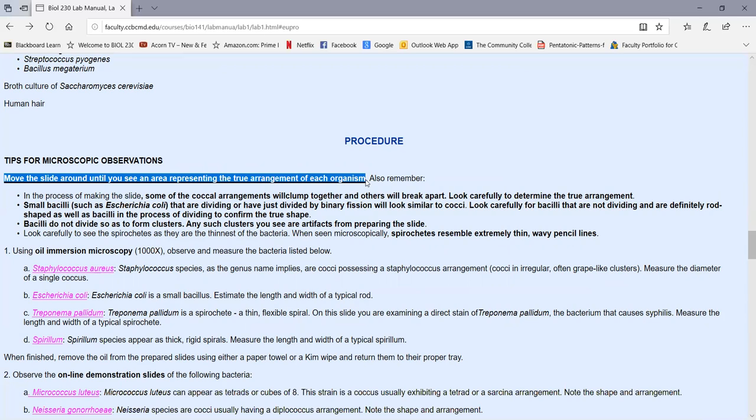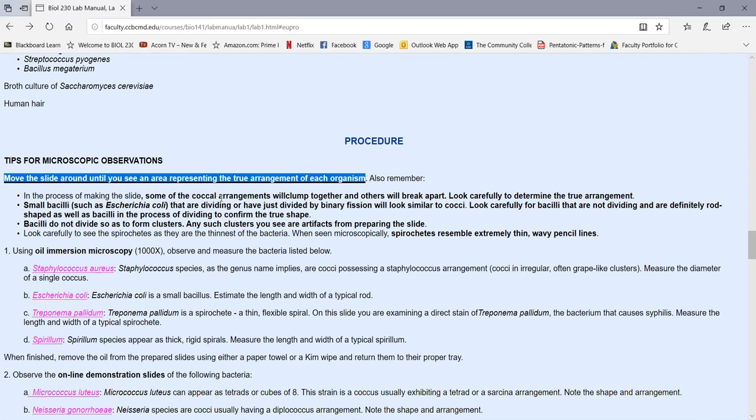And you can get that glob in focus, but it tells you nothing. You need to move the slide around till you find a good area where you see separated bacteria and you can tell the shape or the arrangement or the form. So remember, when you show me stuff today, make sure you move the slide around to find a good arrangement that looks like it's supposed to look before you call me over.